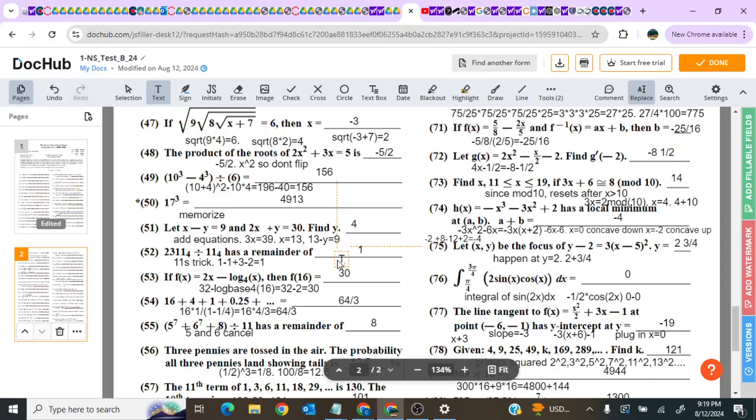So x plus y is equal to 30. Find y. Well, if you add the two equations, you get 3x is equal to 39. X is equal to 13. And then 13 minus y is equal to 9. Y is clearly 4.